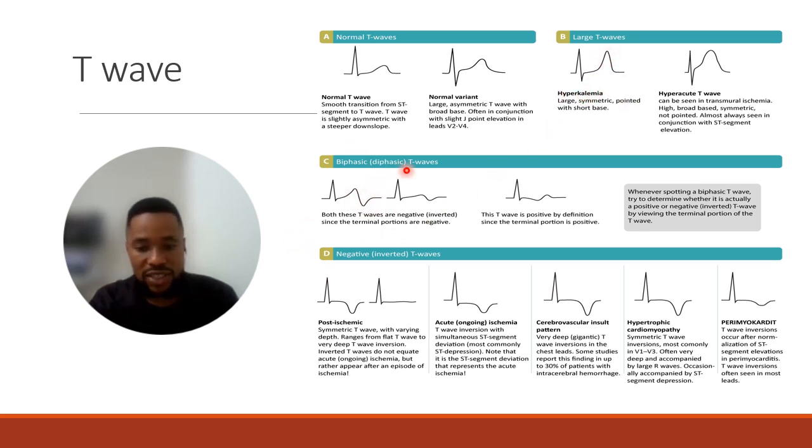Now you could have a biphasic T wave, and you could also have T wave inversion, which could be seen in acute ischemia and also in some post-ischemic patterns of inverted T wave. You could see very deep T waves like this. You could see them in hypertrophic cardiomyopathy and also in some cerebrovascular patterns. When you have a cerebrovascular attack, you could see some inverted T wave pattern as well.